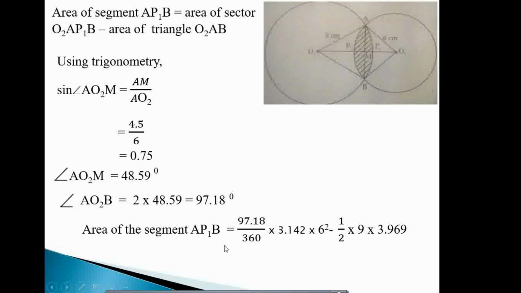So for you to get the area of the segment, you'll get theta over 360 pi r squared minus area of the triangle. So you'll get 97.18 over 360 times 3.142 times 6 squared minus a half times 9 times 3.969, which if you press in your calculator, you'll be able to get 30.53 minus 17.86, which is equivalent to 12.67. So that one gives us this area, this side.